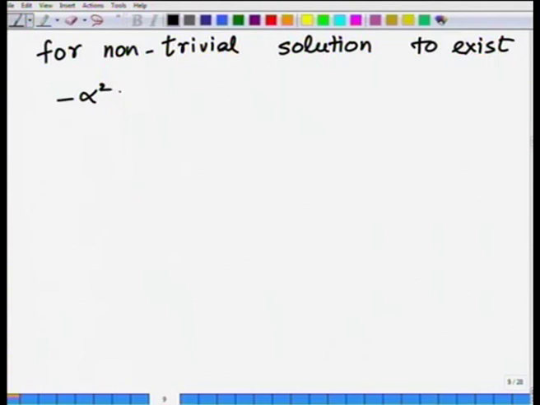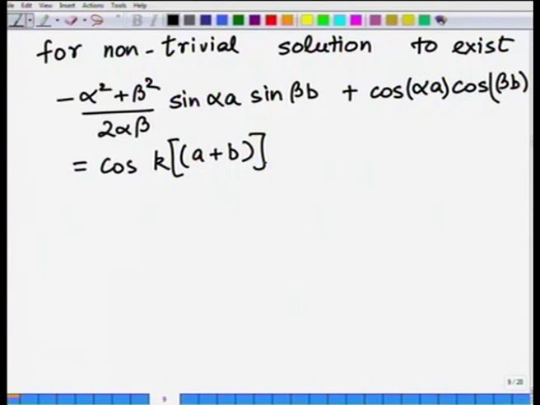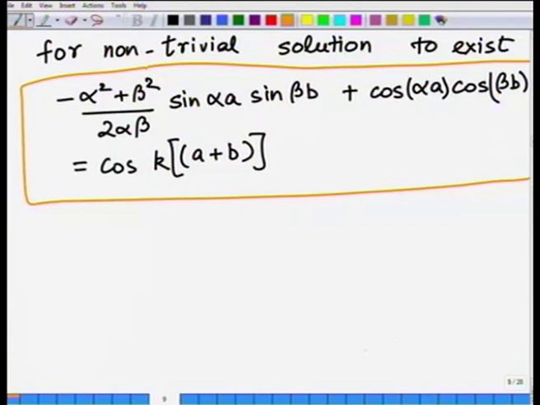plus beta square) by 2 alpha beta, sin alpha a sin beta b, plus cos of alpha a cos of beta b equal to cosine of k (a plus b). This is really the condition for solution. This is essentially what I was looking for at the end of the day, that in order for a solution to exist, this must be true. That is what we wanted to show.